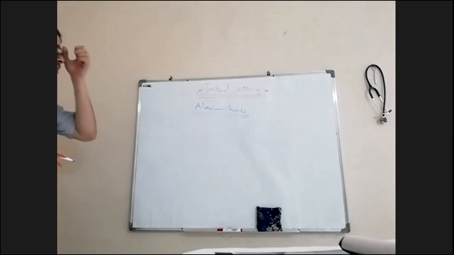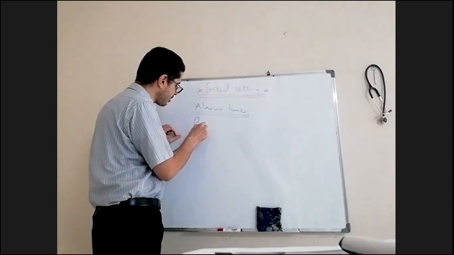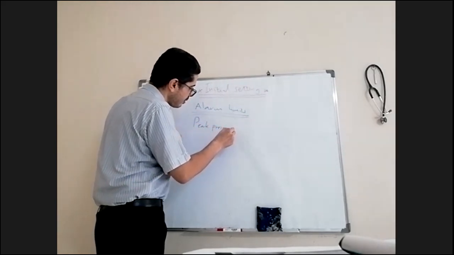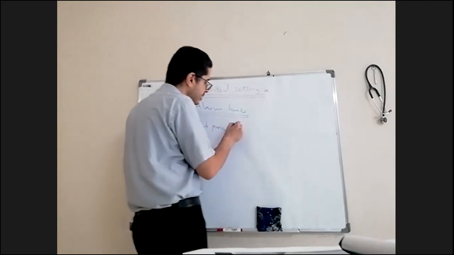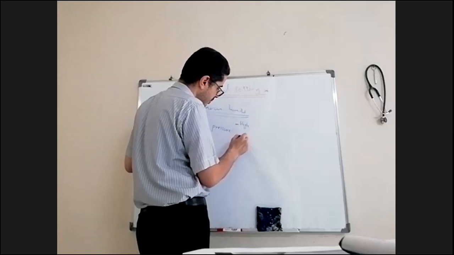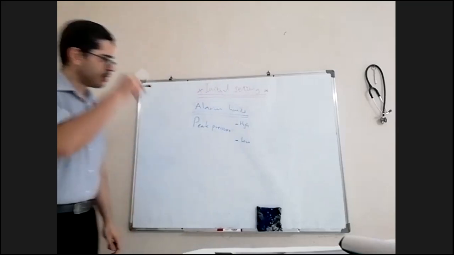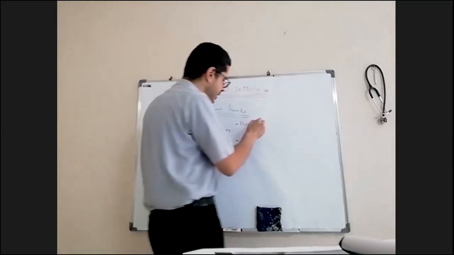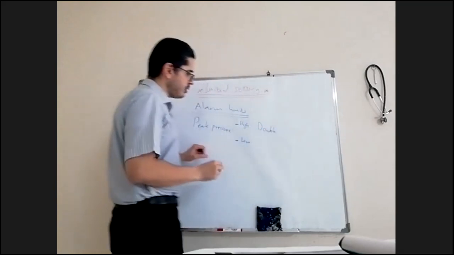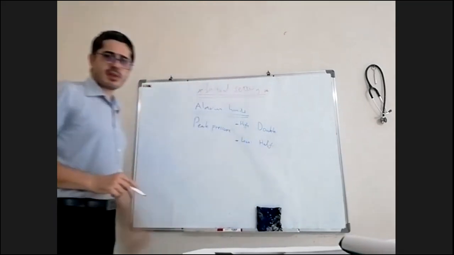So the alarm limits include peak pressure. Peak pressure, you have a high limit and a low limit. For the high limit, you put it double. And for the low limit, you put it half. Half of your value.